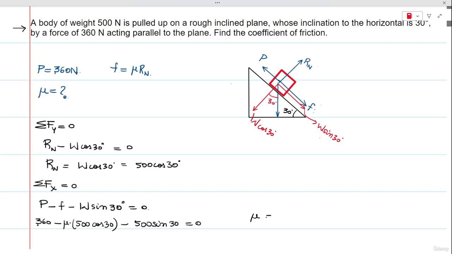So upon solving, we would be getting mu as 360 minus 500 sin 30, that is 250, so 360 minus 250 divided by 500 cos 30. So upon solving this, we would be getting the answer as 0.254 would be the coefficient of friction.